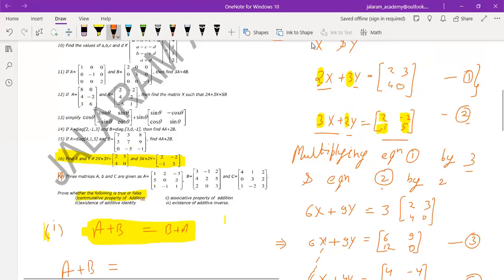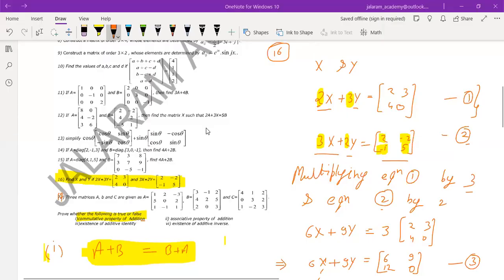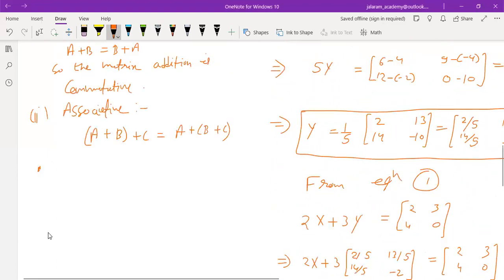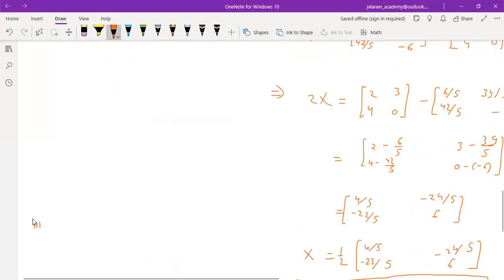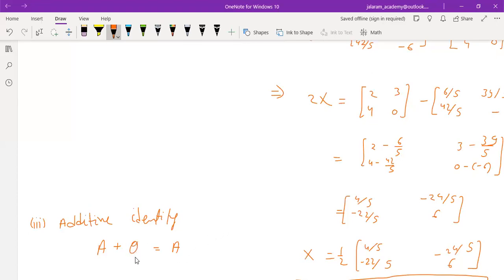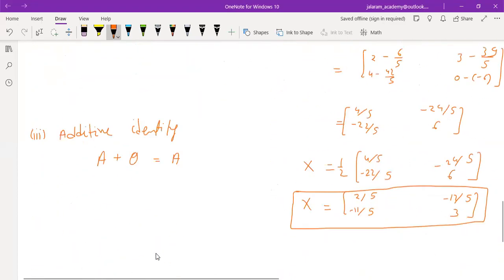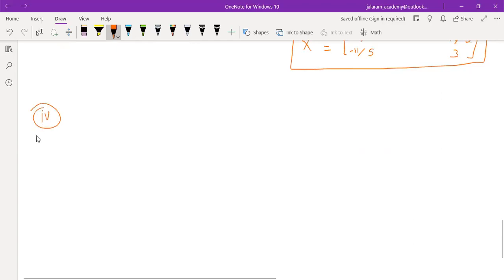The third part is about the existence of additive identity. Means in that we have to check if A is added to a matrix, will it produce A? Then which matrix is that? So it is the null matrix. So check for the null matrix only with A, whether it is giving the same answer or not, which we have to show by matrix addition.